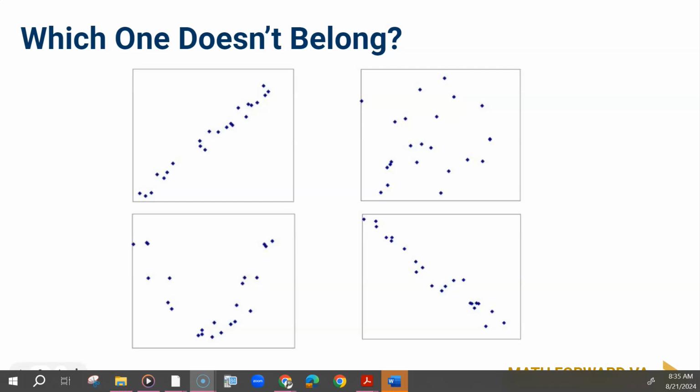Anyone else think one other one doesn't belong? 4 is the only one going right to left, and upwards. So it's going in this motion? Yeah. Okay. Anyone else have that thought? Okay. Any other ones?